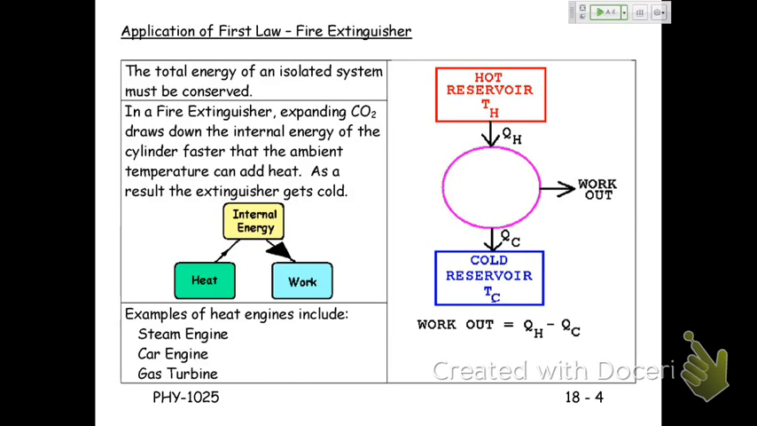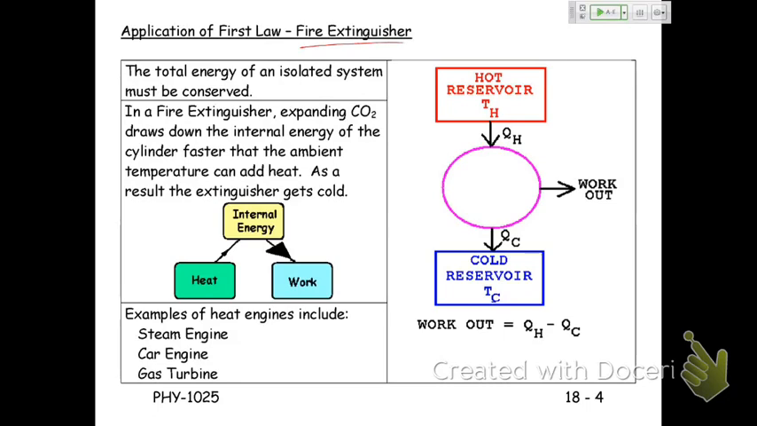So we can kind of apply this to heat engines. Okay, I'm a bit caught off guard here. So, application of the first law on the fire extinguisher. The total energy in an isolated system must be conserved.